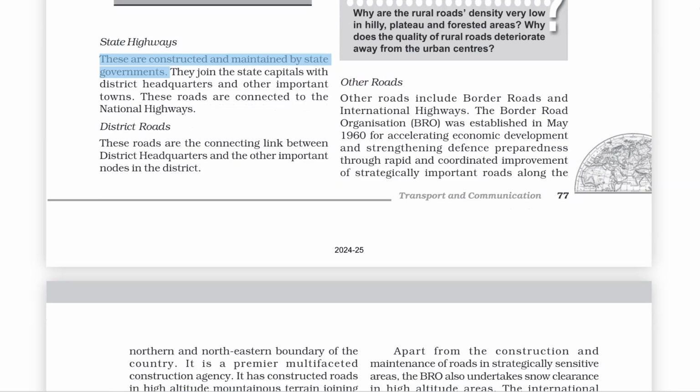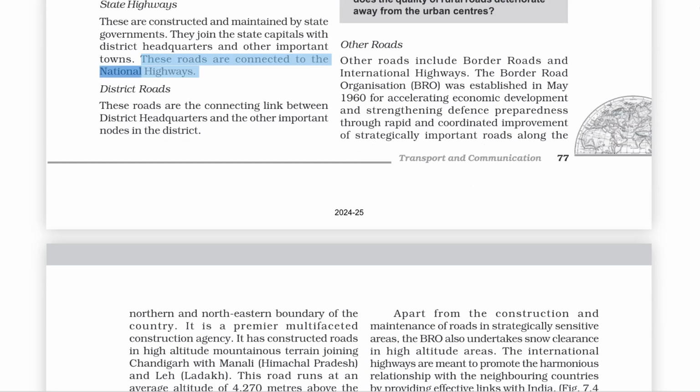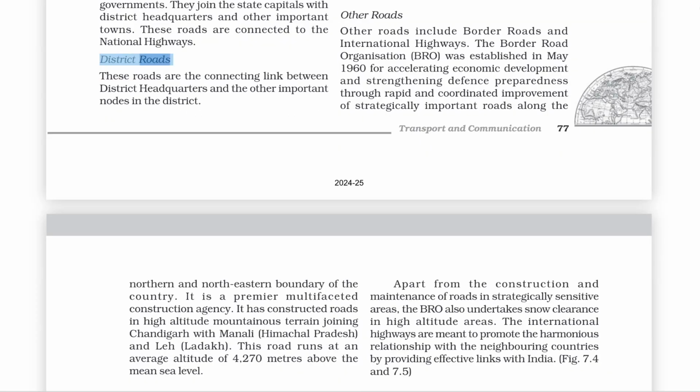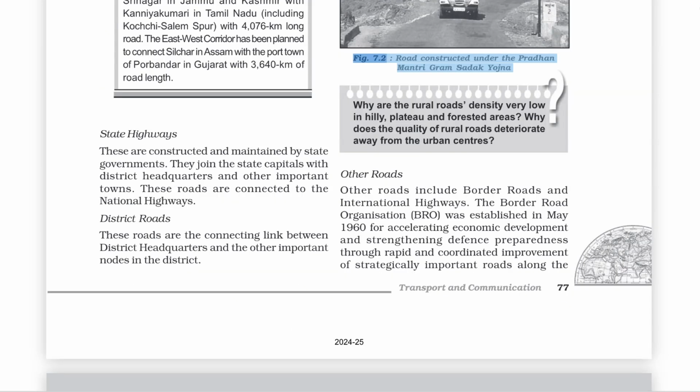State highways. These are constructed and maintained by state governments. They join the state capitals with district headquarters and other important towns. These roads are connected to the national highways. District roads. These roads are the connecting link between district headquarters and the other important nodes in the district. Figure 7.2, road constructed under the Pradhan Mantri Gram Sadak Yojana.